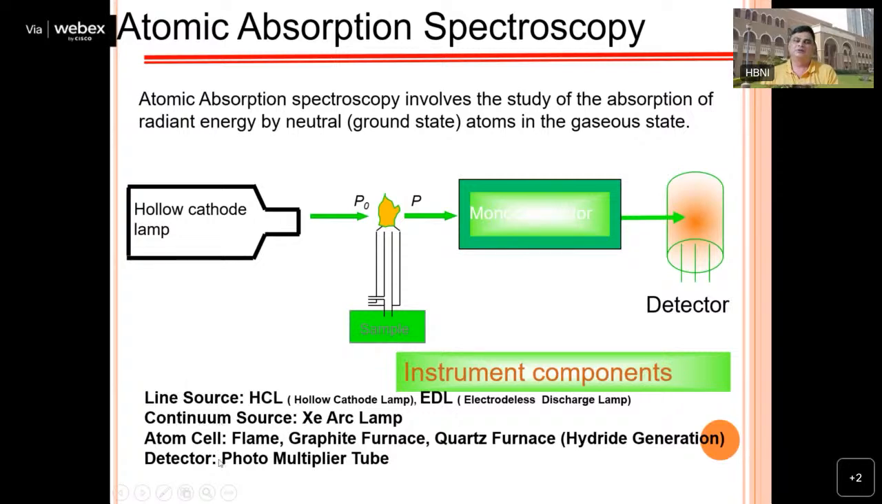See, atom cells. Atom cells means where you are doing the atomization. For example, in flame atomic absorption spectroscopy, it is a flame. And if you have a graphite furnace, it means atomization is taking place in a graphite furnace, so instead of a flame we have a graphite furnace. In the case of some samples where there is a possibility of hydride generation, we use a quartz cell. We will discuss all those things in the coming PowerPoint. And then for detectors, we basically have a photomultiplier.